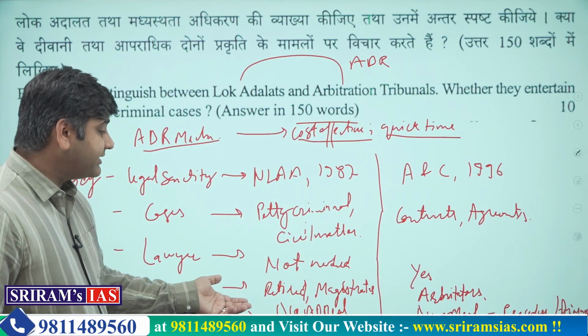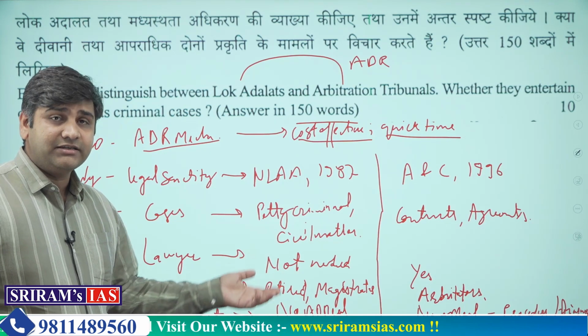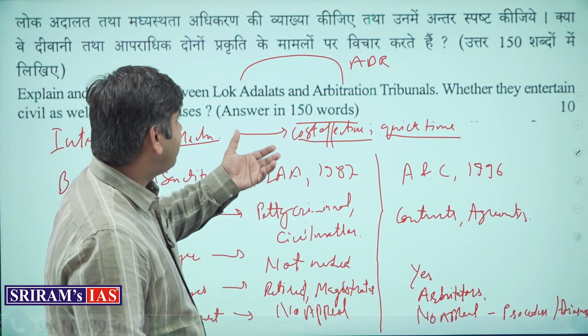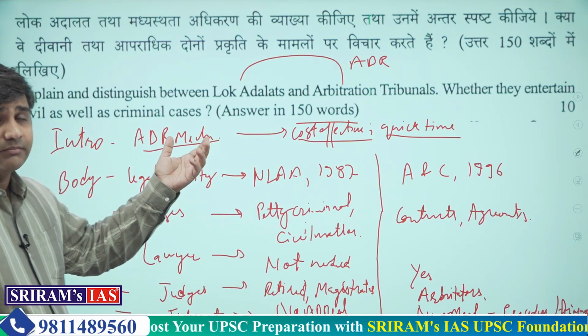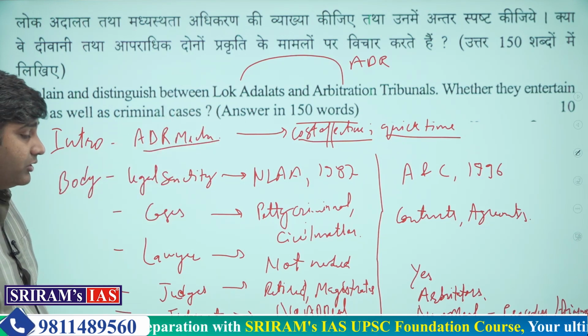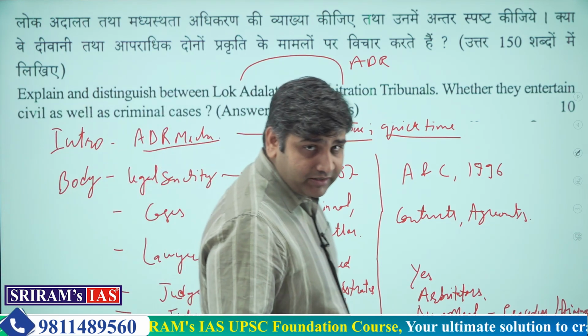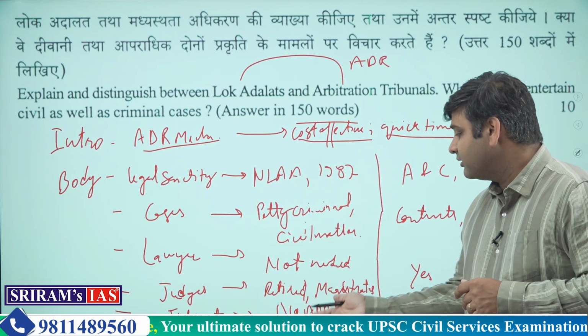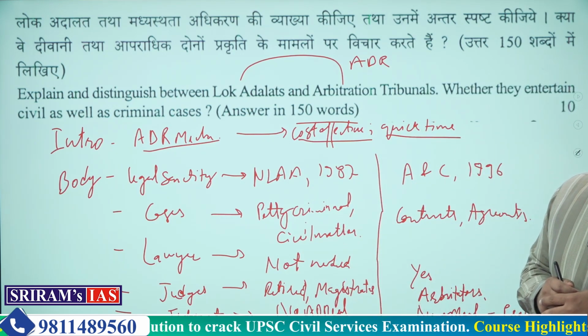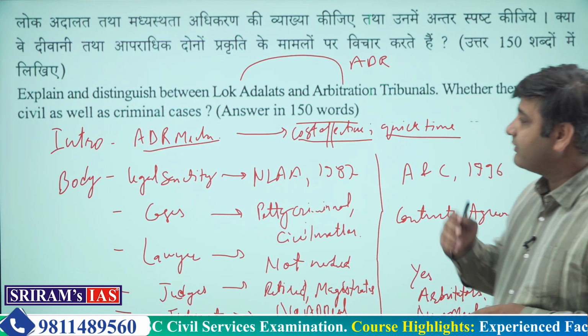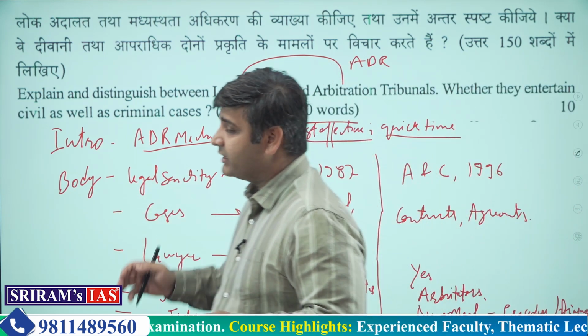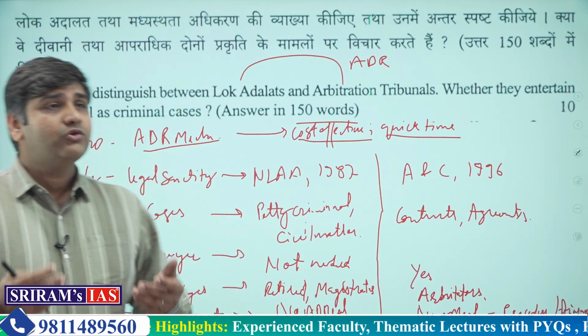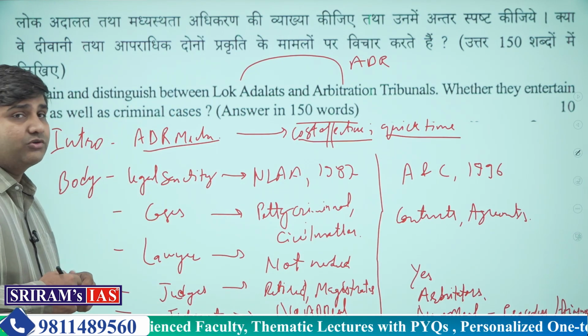Here also a person has the right to litigate, and they can go after they have obtained justice from Lok Adalats. If they are not satisfied, they can go to the traditional court system as well, but no appeal is entertained. So you have written the introduction, you have written the body. Now is the time to write the conclusion of this. What will you write in the conclusion?